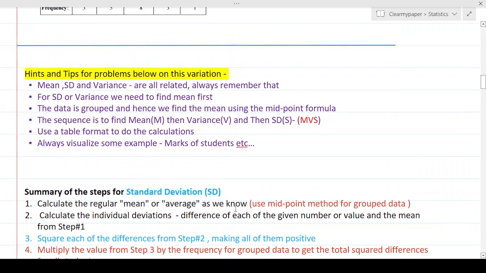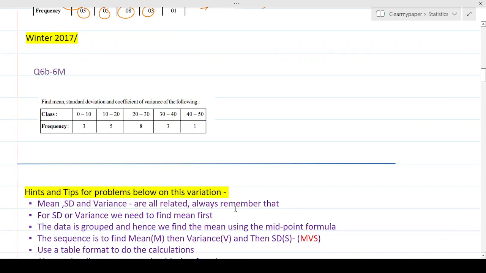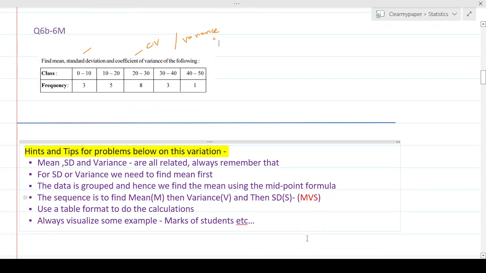Okay. So whenever we get a problem, either for group data or ungrouped data, where we have been asked to find either standard deviation SD, or CV, coefficient of variation, or even variance as a parameter, we should always remember a few things in mind, and those are the tips that we need to remember for this kind of variation. Mean, SD, and variance are all related. One is derived from the other. First we need to calculate the mean, and based on that we can calculate SD and variance.